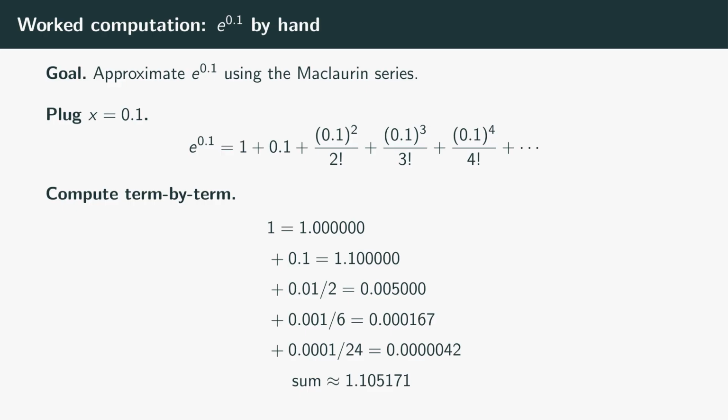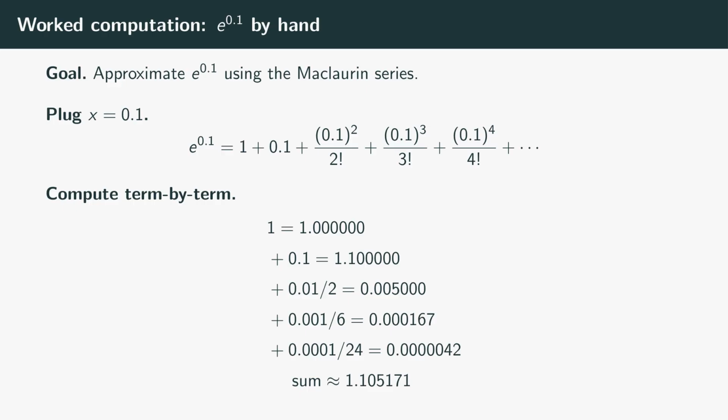Now compare to the actual value. E to the 0.1 from a calculator, 1.105170910808, and so on. Our estimate, from 4 non-zero corrections to the leading one, agrees to 6 decimal places. That is wild. The polynomial of degree 4 already nails e to the 0.1 to 6 places. Why does it work so well?